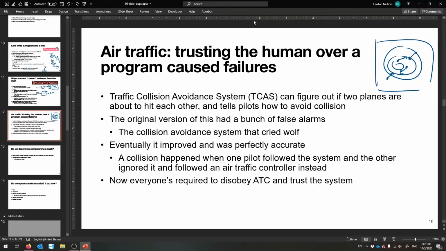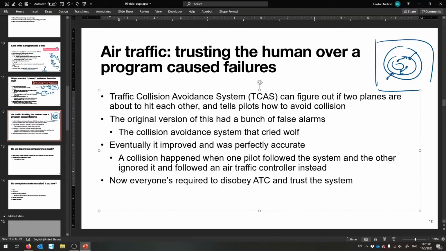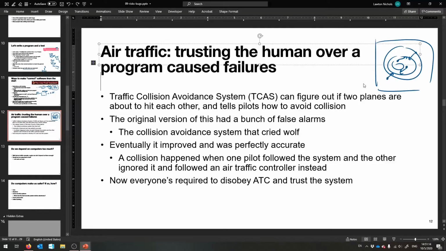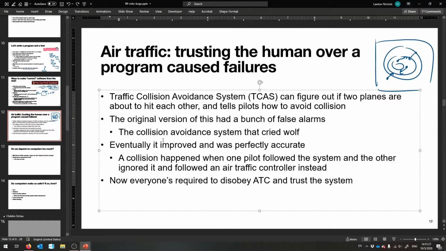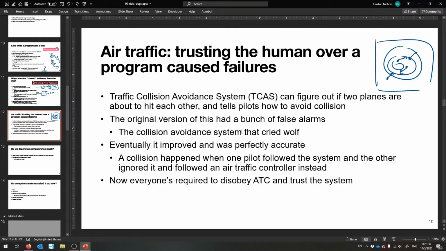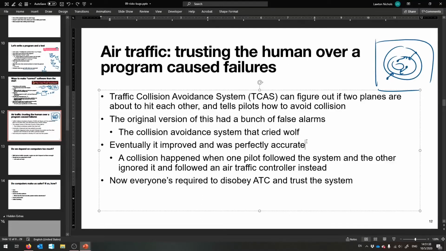Unfortunately, this kind of cried wolf a bit when it first came out. So the original version of this software, or this hardware and software, I guess, it had a bunch of false alarms. So it was like, okay, this plane's way over here, maybe, and it's going this way, but it says like, okay, these two are going to crash or something. That's a problem. And so people stop believing it. And obviously that's an issue. Because eventually, this got really good. Like, they improved the software. It started becoming really, really accurate, and it was a sight to see.